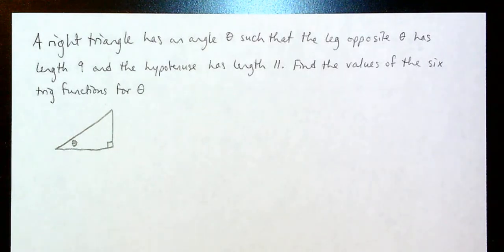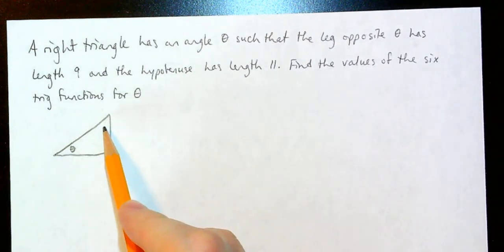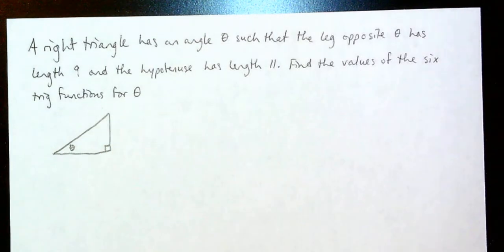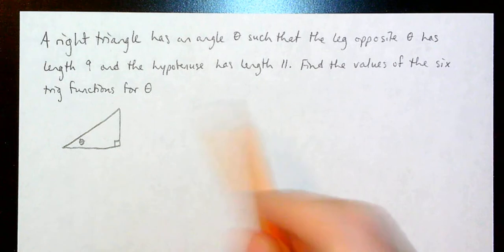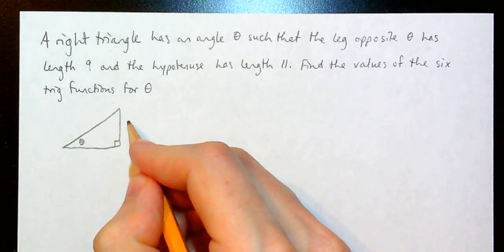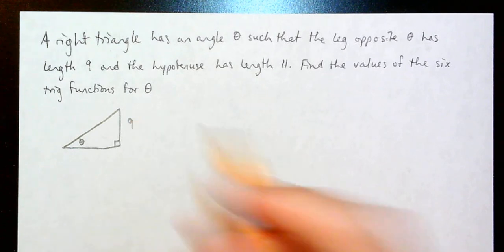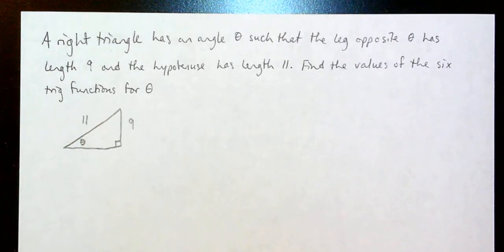So we have an angle theta. Realistically, it doesn't matter where you put the angle. If you put it there, that would have been fine too. But what's important is how you label it. The leg opposite theta has length 9. So this is the leg opposite here, so I'm going to make that 9. And then the hypotenuse has length 11, the longest side there.